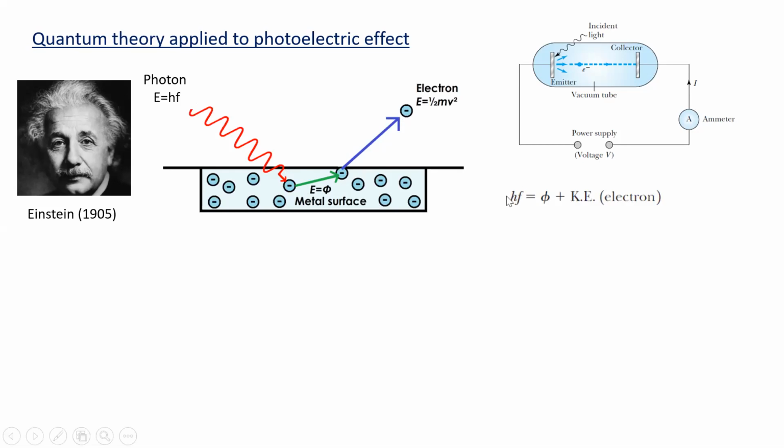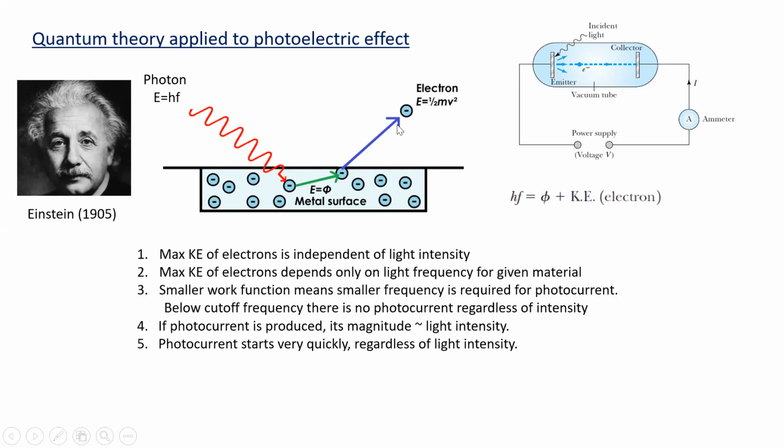And that's expressed here. hf, the photon energy, is the work function for the most weakly bound electron plus the kinetic energy of the electron as it comes out. Okay, so let's again take a look at our different experimental results from the photoelectric effect.